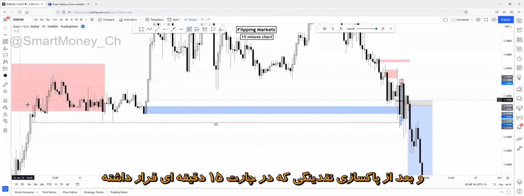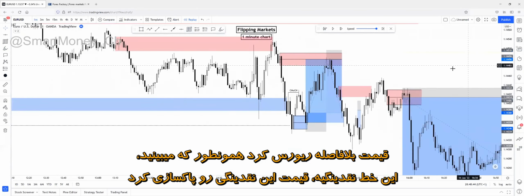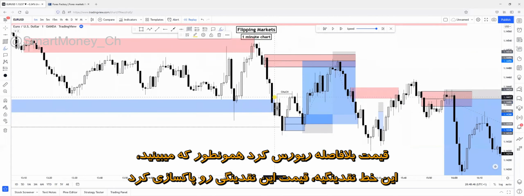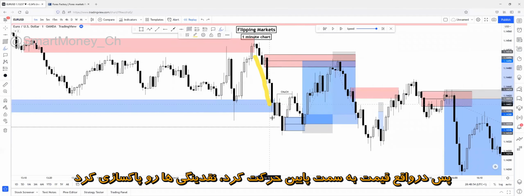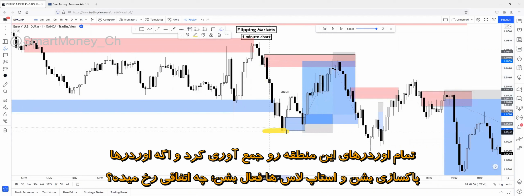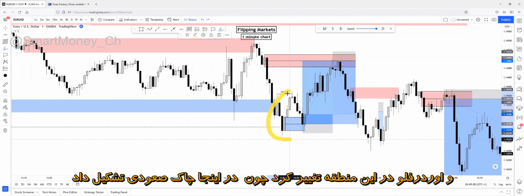And after a liquidity sweep of this overall liquidity line on the 15-minute chart, price reversed immediately. As you can see, here was a liquidity sweep, here's a liquidity line, price swept the liquidity and created a huge recovery to the upside. So basically it's coming down, sweeping the liquidity, collecting all of the orders at this region. If the stop losses are being triggered, what will happen? More buy positions will be placed in the market. More buy positions were placed in the market. The order flow in this region shifted to bullish because it changed character to the upside.